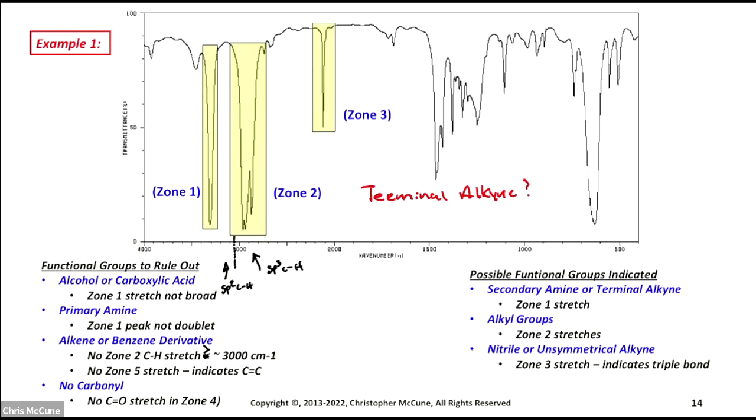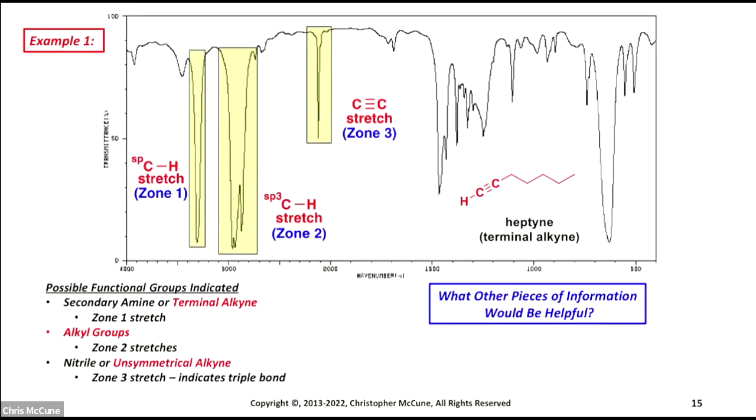I think I might have a terminal alkyne. And in fact, the IR here is for heptyne, and that is a terminal alkyne. Okay. But you can see that characteristic CH stretch in zone 1 coupled with the C triple bond C stretch in zone 3. All right.